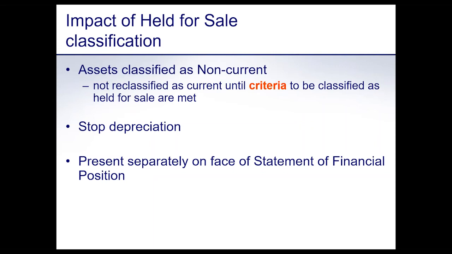But just to reiterate the point, any assets that are classified as non-current assets will not be reclassified as current until the criteria to be classified as held for sale are met. Again, you also need to look at it from a depreciation point of view. If I'm looking at property, plant, and equipment, I need to stop depreciating that property, plant, and equipment. What I'm applying there is the lower of the carrying value of the asset and fair value less cost to sell. And I'll be required to present these items separately in my statement of financial position.